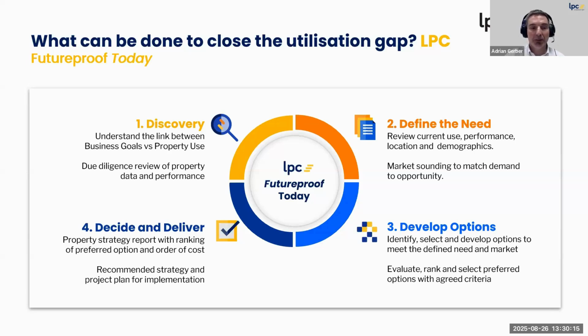Finally, we move to deliver. Here we provide a clear strategy with a recommended pathway, costings, and an implementation plan. In other words, we take uncertainty and replace it with clarity, direction, and confidence in the next steps. The outcome of this four-step process is what we call being able to future-proof today, helping businesses act decisively in the present with confidence that the strategy will stand up tomorrow.